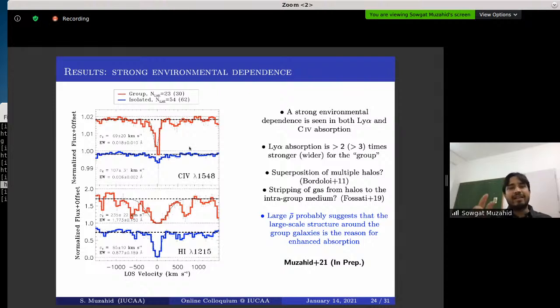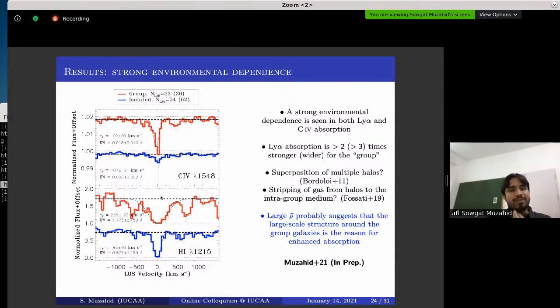And group is a very simple definition. We try to see whether there are any Lyman alpha emitters within the MUSE field of view and within plus or minus 500 kilometers per second or so. Okay, so that's the very simple-minded definition of group. Ideally, you should call it non-isolated. But whatever the definition is, we see there is a strong trend.